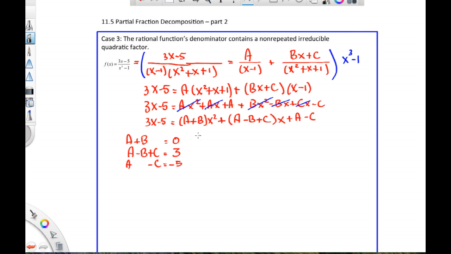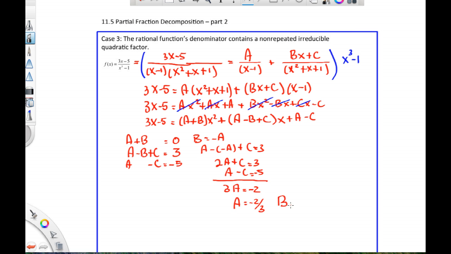There are different ways you can solve it. I'm going to solve it this way. I'm going to say b is negative a. So when I plug that in over here, I get a minus negative a plus c is equal to 3. A minus a negative a is actually 2a, so 2a plus c is equal to 3. And here I have a minus c is equal to negative 5. Add those, and I get 3a is equal to negative 2. So a is negative 2 over 3, and b is the opposite of that, so b is 2 over 3.